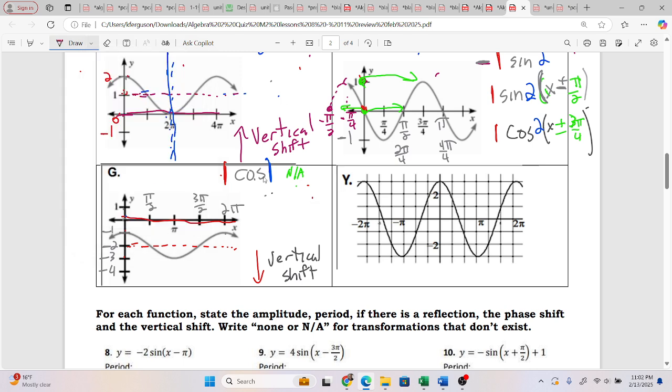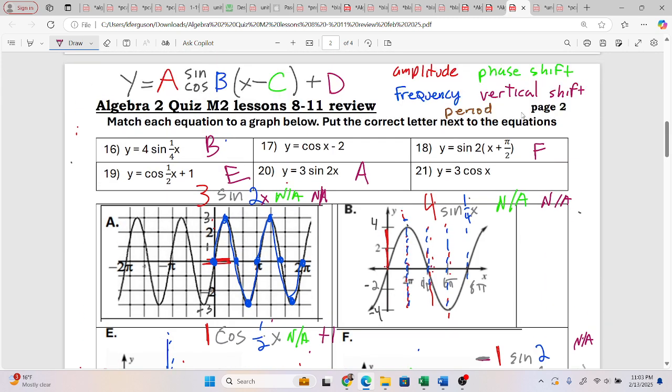Now we're finally at the vertical shift. That red line right here is where my midline should be, but my midline for this one is right here. So this is 0, -1, -2, and I'm subtracting. That's one of the things that's important: if you're going down, you're subtracting; if you're going up, you're adding. So that's going to be minus, how many units? 1, 2. So y equals cosine of x minus 2.